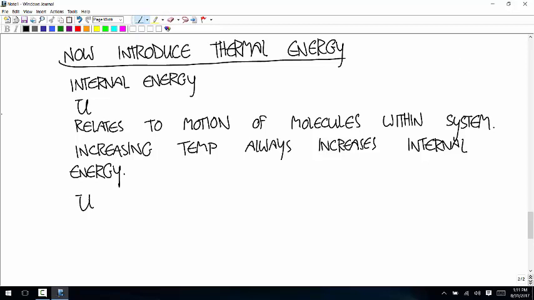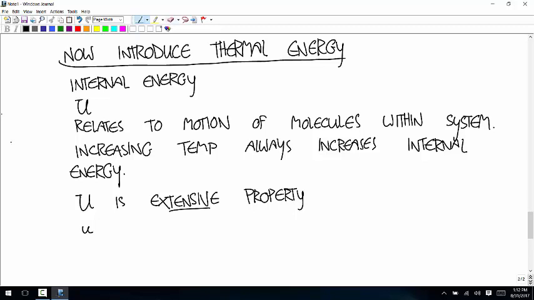This capital U is an extensive property. So if we're using this capital U, we're talking about the total internal energy in our whole system. It's a property. That means that at a single instant in time, that's a description of the system at that instant.